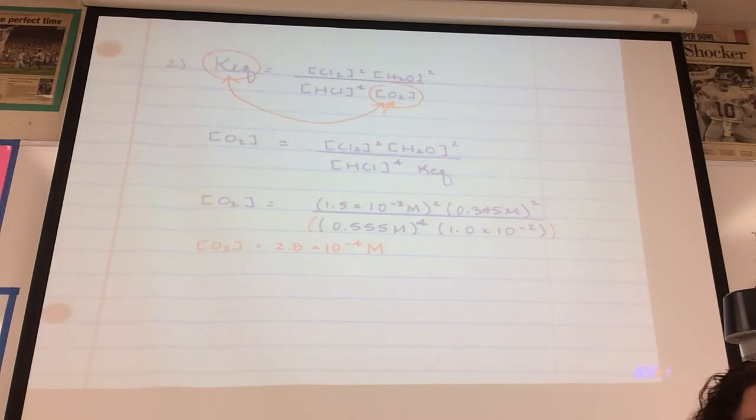And again, you can always go back and check your answer. You can multiply that by HCl to the fourth, flip it, multiply out the numerator, and you should get the KEQ. If you don't, you've made a calculation error.